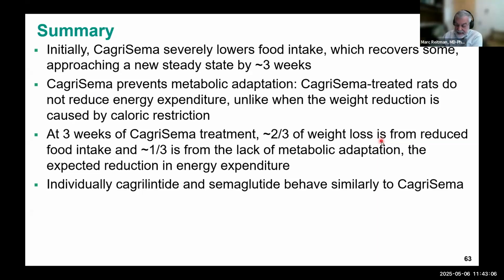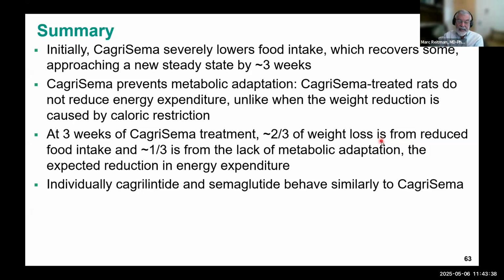So let me summarize this CagriSema data and say that initially CagriSema severely lowers food intake, which recovers some, approaching a new steady state by 3 weeks or thereabouts. CagriSema prevented metabolic adaptation. CagriSema-treated rats do not reduce their energy expenditure, unlike when weight reduction is caused by caloric restriction. At the 3-week time point, a little less than 2/3 of weight loss was from reduced food intake, and maybe a little more than 1/3 was from the lack of metabolic adaptation.